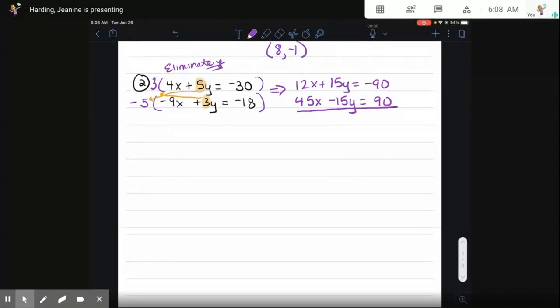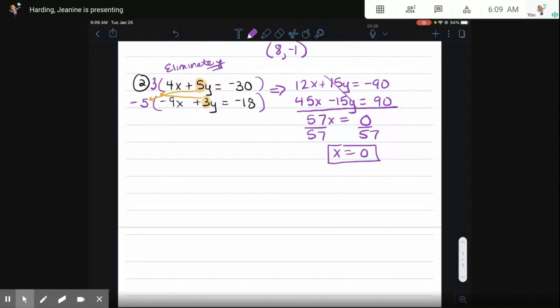Okay, when I add these together, your y's will cancel, and you get 57x equals negative 90 plus 90, which is 0. If something cancels and it's the only thing on that side, you get 0, and that's okay. Don't worry about it. It's a number. Divide both sides by 57, and you get x equals 0 divided by 57, which is 0.